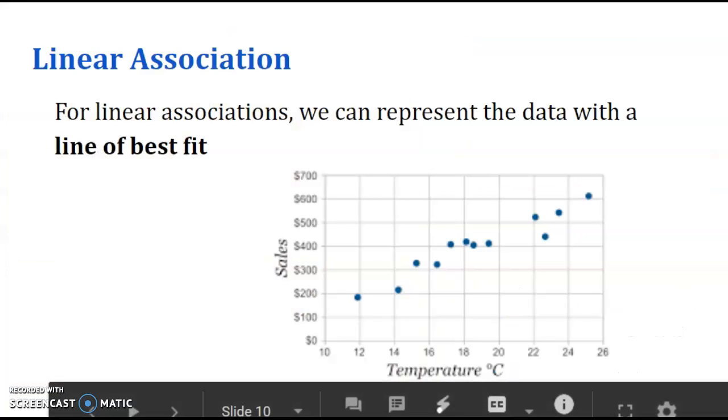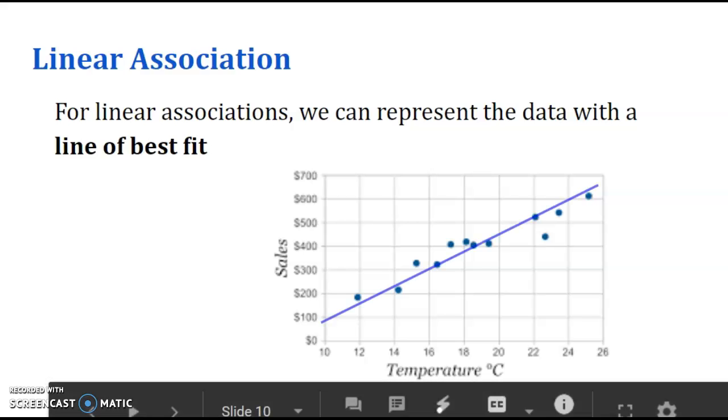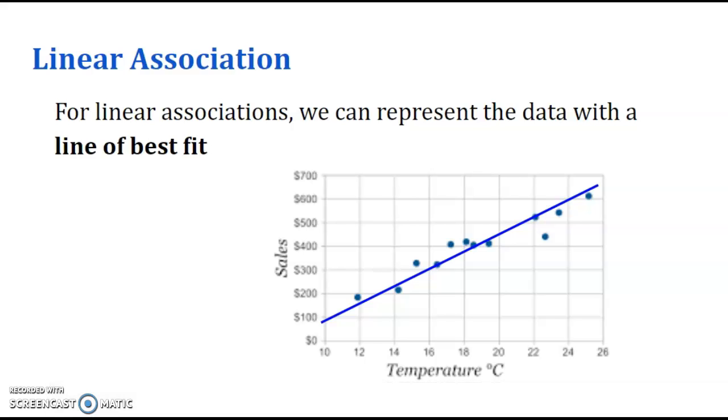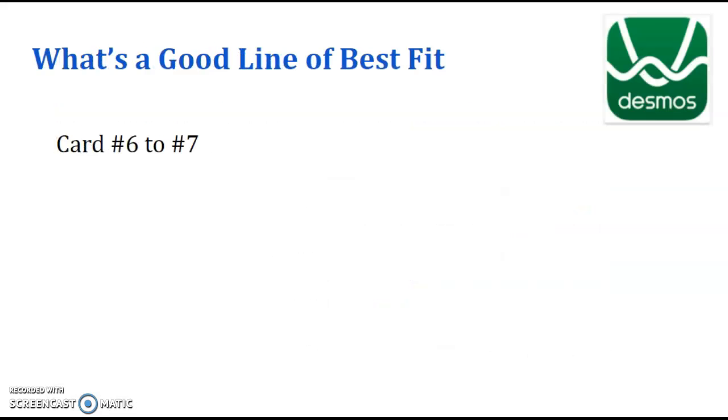Okay, so when we talk about linear association, remember linear means the shape is a straight line. We can represent the data with a line of best fit. So if you have this scatter point data, then you can almost draw a line, and we call that line the line of best fit. Okay, and so card number 6 to 7, can you complete those?